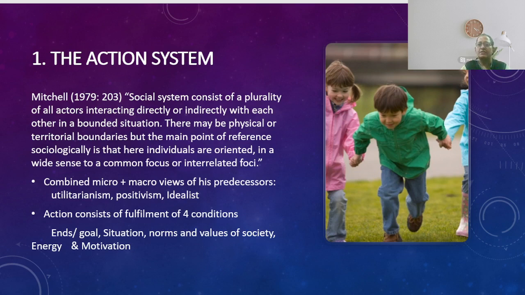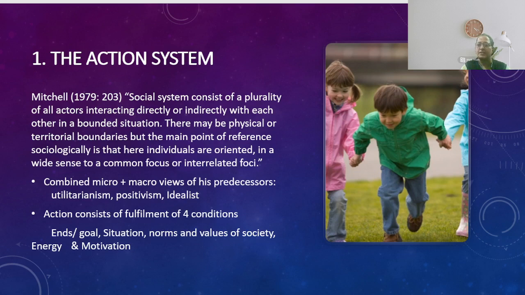Then there is the norm and value of the society: how you are going to consume, what kind of food, at what time. For example, if it is Navratri, then people refrain from eating non-veg, and there are certain other obligations, like a function going on or fast rituals. So as per the norms of the society, you are going to do that particular thing. And last is the energy and motivation, that you have the capacity to fulfill the goal that you decided at the start. So this was the action system of Talcott Parsons.